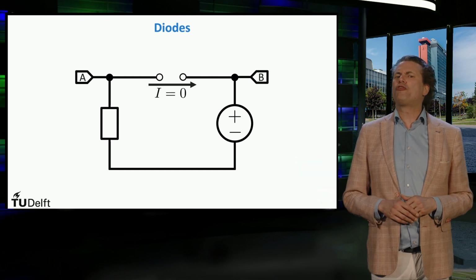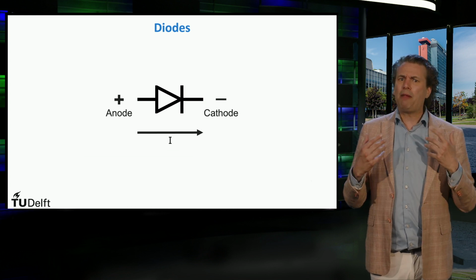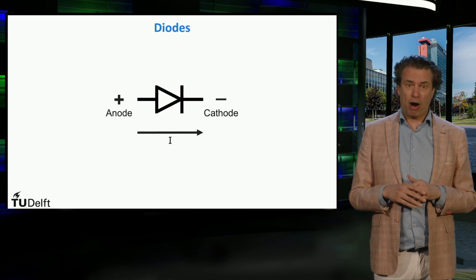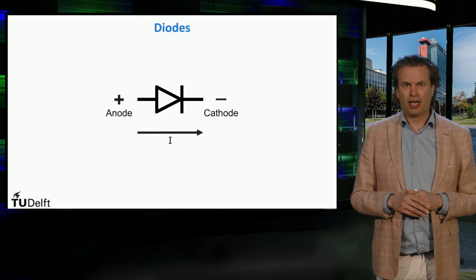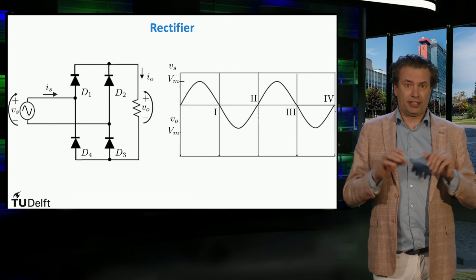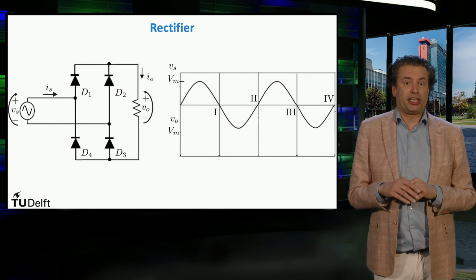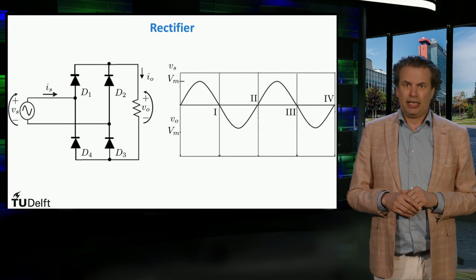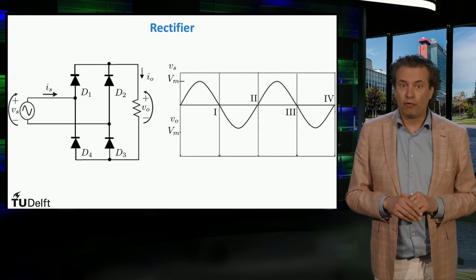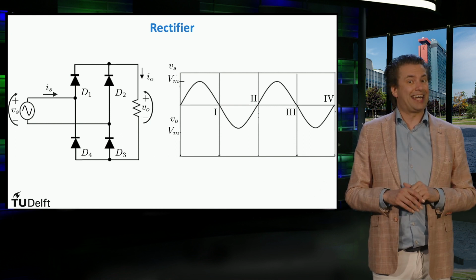Let's see now how this information about the operation of the diode will help us to understand how a power converter works. Let's consider this circuit containing 4 diodes. On the right, the alternating input voltage in time is given. In time periods 1 and 3, the voltage is positive, and in time periods 2 and 4, it's negative.